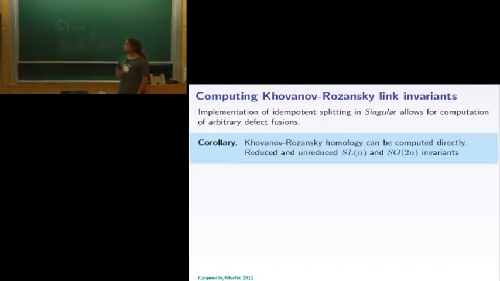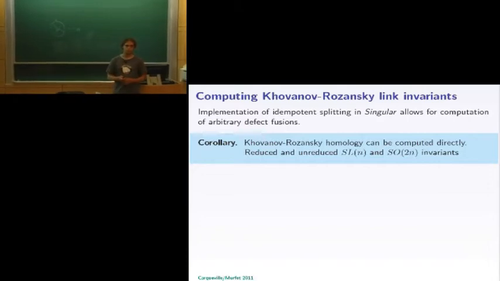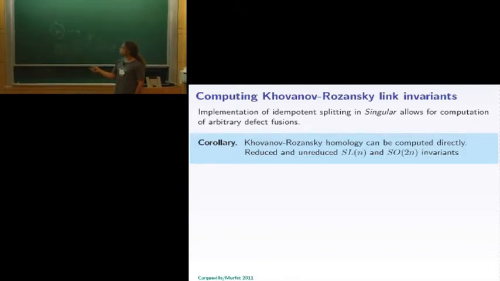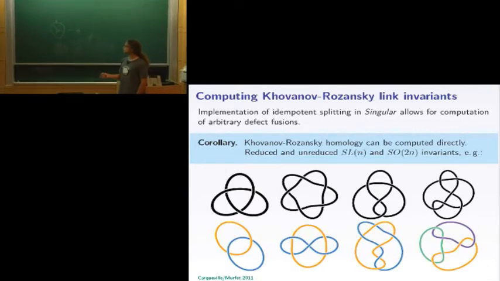So Khovanov and Rozansky have something that is called both reduced and unreduced SLN link invariants, and they also have a construction for SO2N. And in the rest of the talk, I will present some results for these links and knots in the case of SLN. And for us, it doesn't make a difference. We can compute both reduced and unreduced, whatever that is.